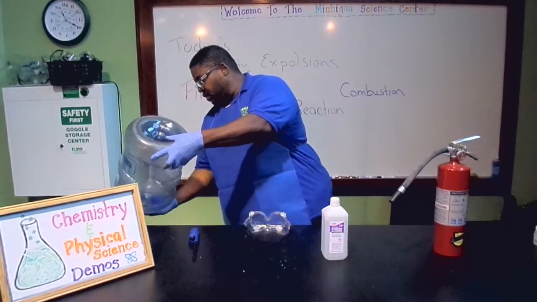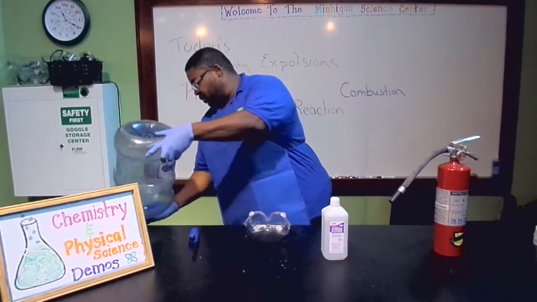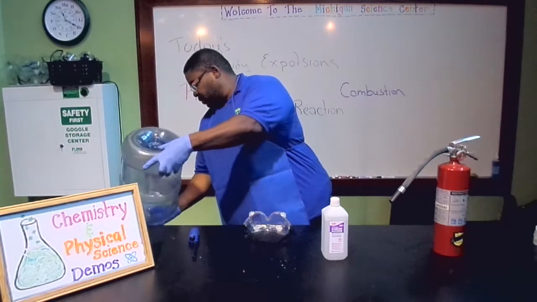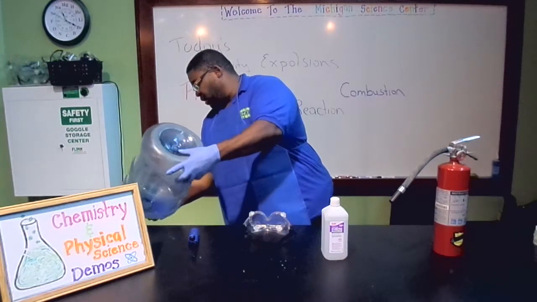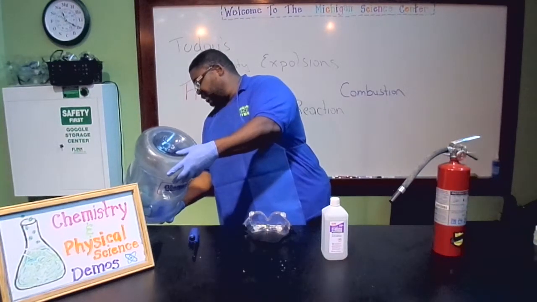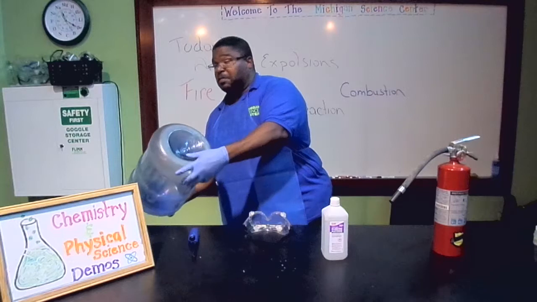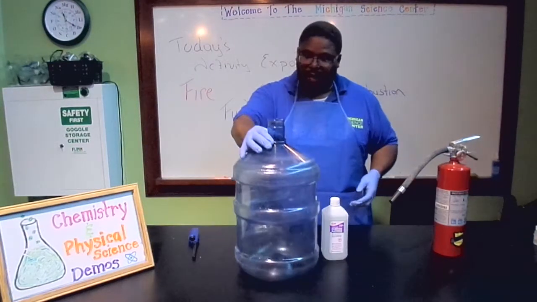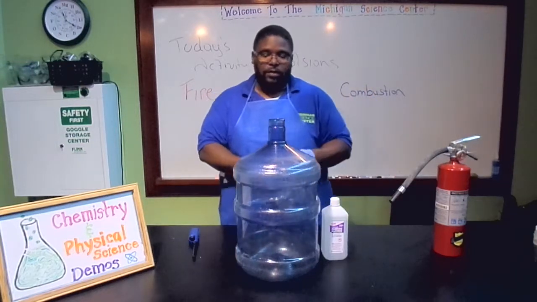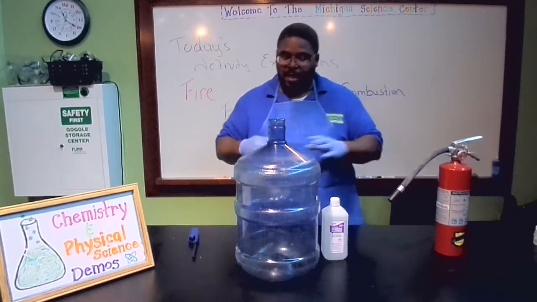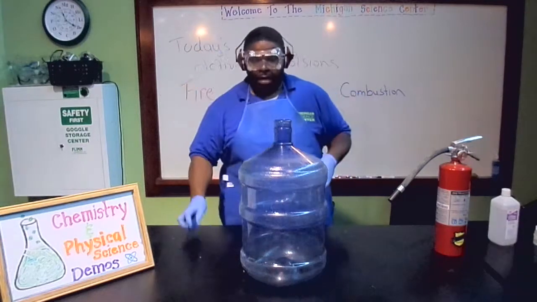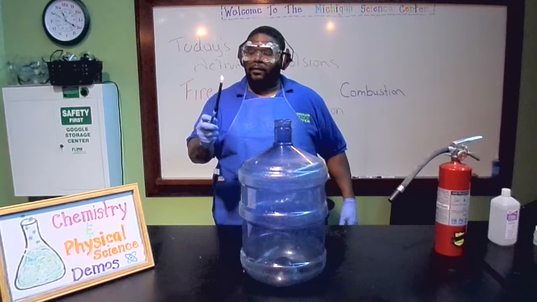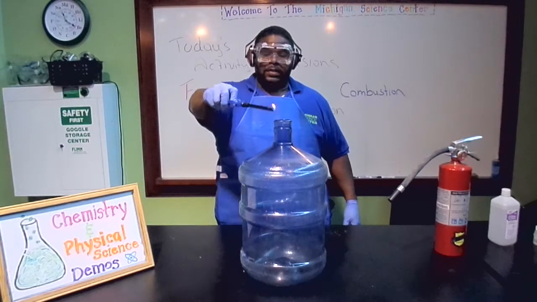Now, because I'm working with flammable fluid, I have my fire extinguisher and my safety goggles for protection. I'm also wearing gloves. Now, this is something you should not be doing at home. Okay. That should be enough. Now, I'm going to put on my goggles. And again, I have my fire extinguisher nearby. I'm going to light these vapors with this lighter. Watch.